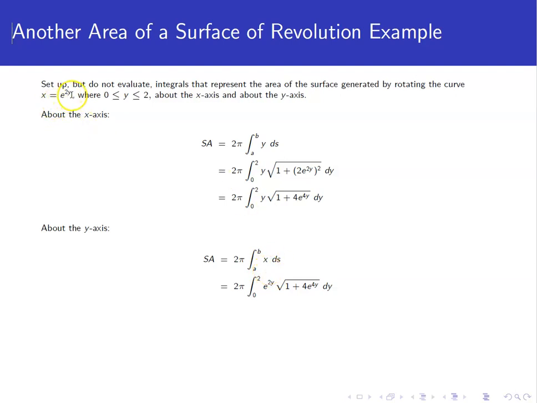The x-coordinate is a function of y, so we replace x with e to the 2y. So we get 2 pi integral from 0 to 2 of e to the 2y times the square root of 1 plus 4e to the 4y dy.